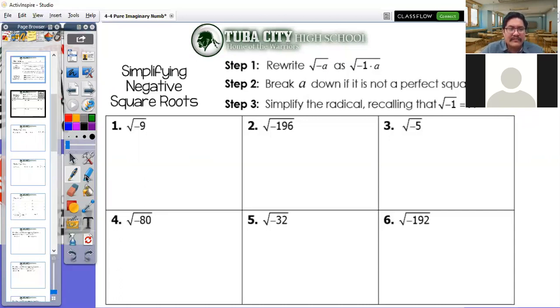Okay, my computer's frozen now. I'll let it wake back up. All right, hopefully that does it.